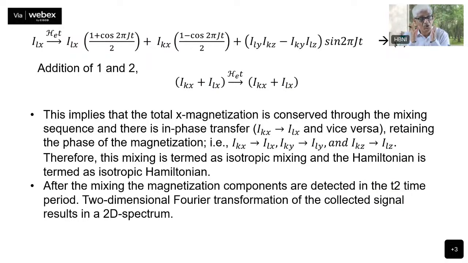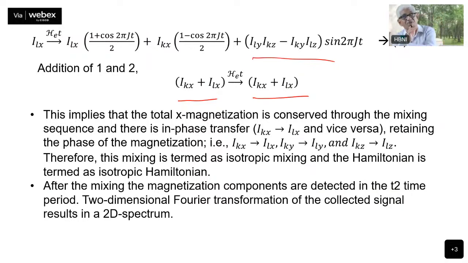Now, both the spins are experiencing the spin lock at the same time. Therefore, in both cases, the transfer is happening. Now, we add these two. You see, this term will get cancelled out. Therefore, you don't need to worry about this J coupling constant there. That will automatically get cancelled out when you have two spins like this. The transfer is happening at the same time in both the spins. Therefore, IKX plus ILX goes to IKX plus ILX during this period.